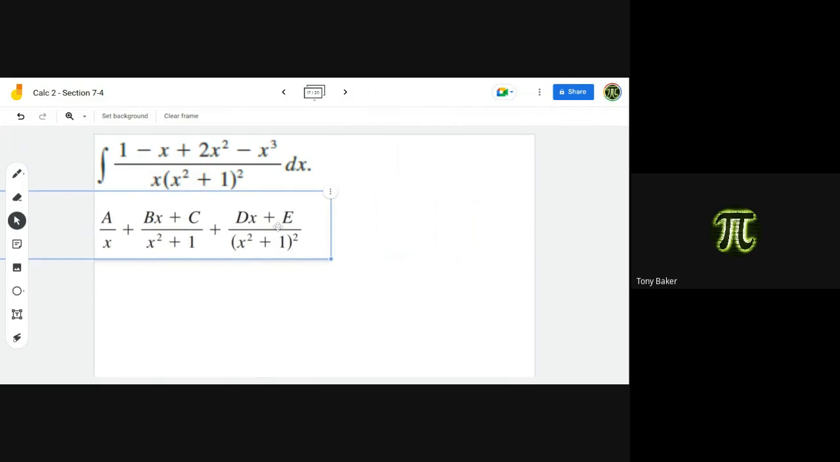So the x doesn't repeat itself, so you just have the 1x. The x squared plus 1 repeats itself. So you have x squared plus 1, x squared plus 1 squared. You have a bx plus c on top of one of them. You have a dx plus e on top of the other.